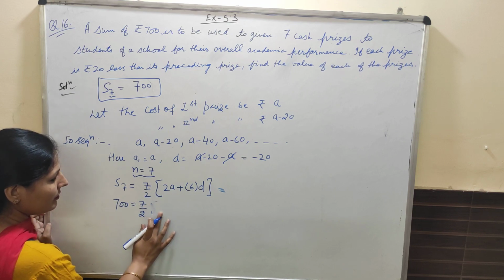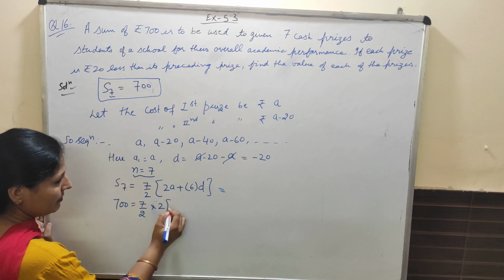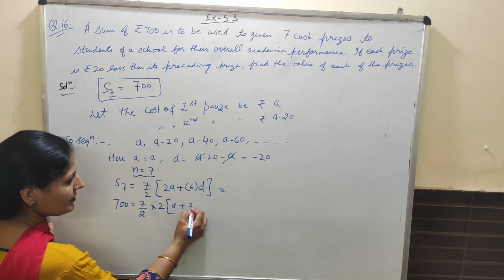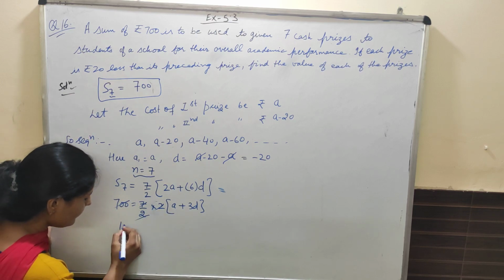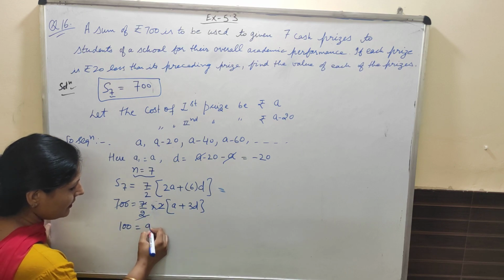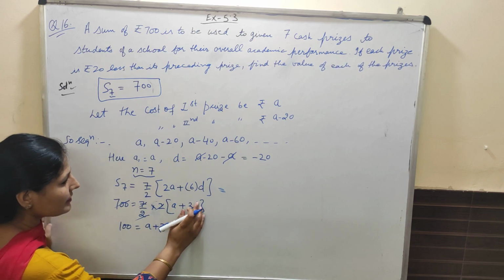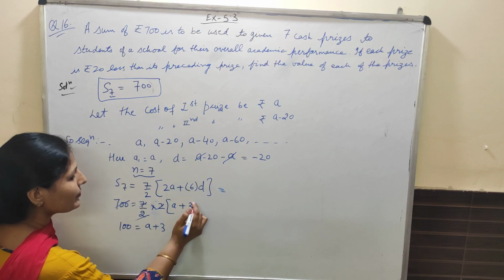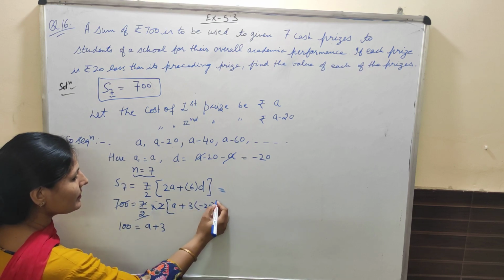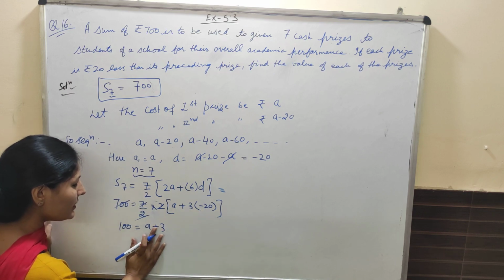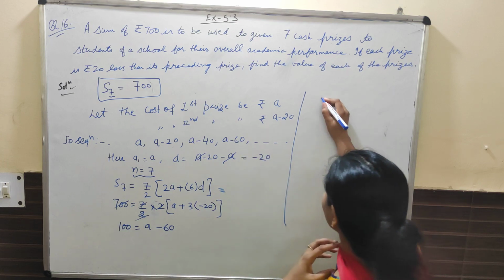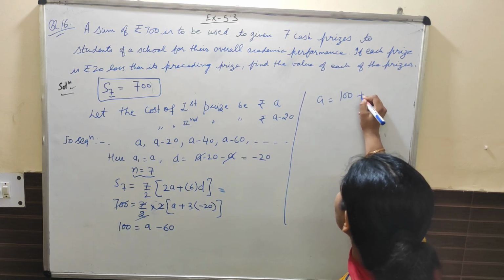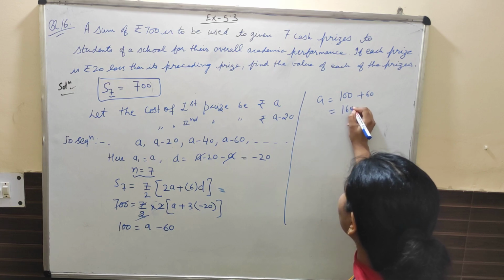The value of S7 given is 700. 7 by 2, we should take 2 common, take 2 outside, then we will get a plus 3d. 2 cancels out from here, and 700 by 7 becomes 100, a plus 3d. d is also given, so we use d also. d is minus 20, then 3 into minus 20 will be minus 60, so the value of a will be 100 plus 60, which is equal to 160.